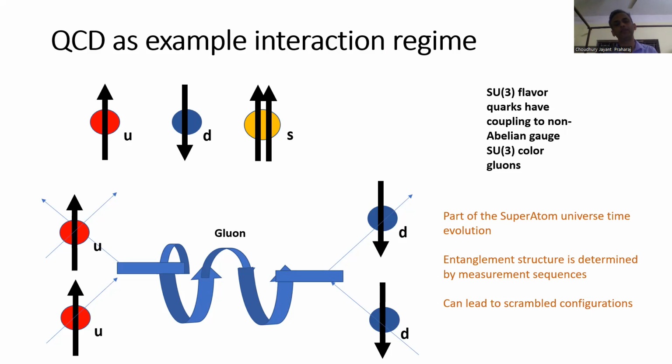We are specifically interested in looking at entanglement structure as it evolves through time. And the entanglement structure is influenced by the measurement sequences that are done in this. So there is a sequence of measurements, and then you can have perturbations on those measurements, and then this can lead to scrambled configurations. And so that is the basis for the topic of the talk, which is scrambling the superatom universe.